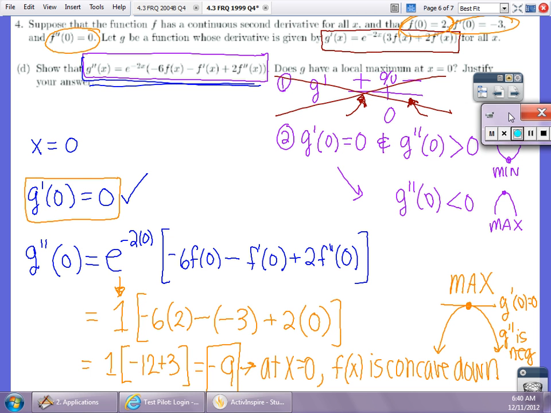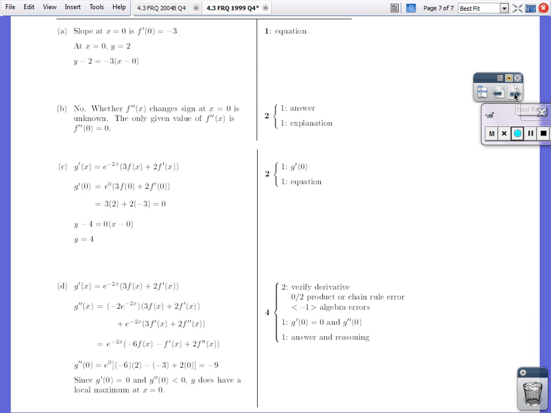And I'm going to show you the last page. This is the physical answer key that tells you how many points you would get for each part. So if you want to go through and check your own physical answer to see how many points you could get out of 9, you can pause the video right here.